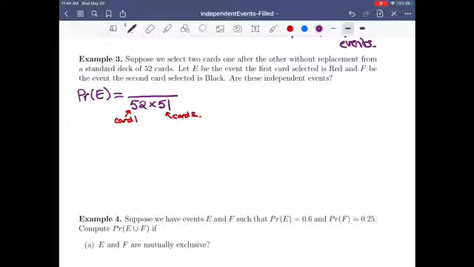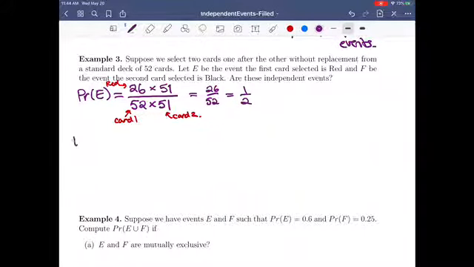Now in order to be in E, I need to get a red card first. There are 26 options for a red card. Then on my next pick, I don't care what it is, but it can't be what I already picked, so I have 51 cards left over. The 51s cancel out, and I get 26 over 52, which is 1/2. So there's a 0.5 or 50% chance that I get a red card on the first draw, which makes sense.